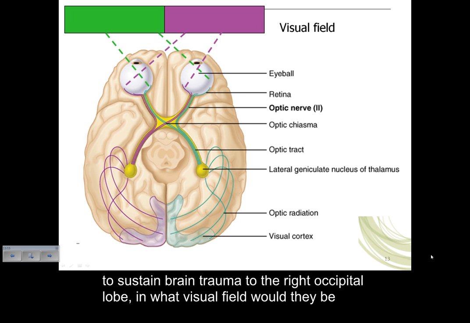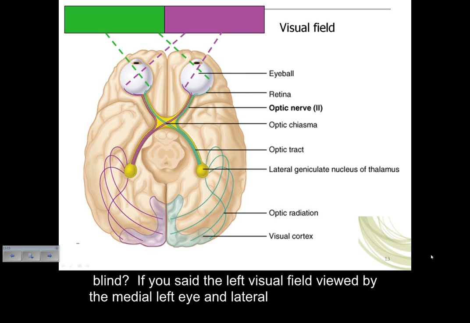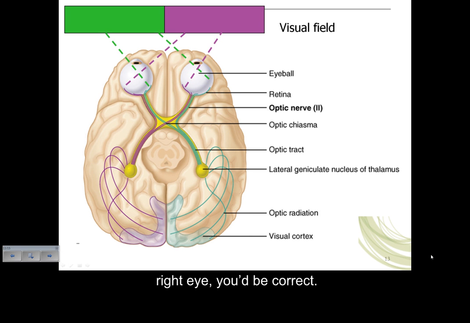If someone were to sustain brain trauma to the right occipital lobe, in what visual field would they be blind? If you said the left visual field viewed by the medial left eye and lateral right eye, you'd be correct.